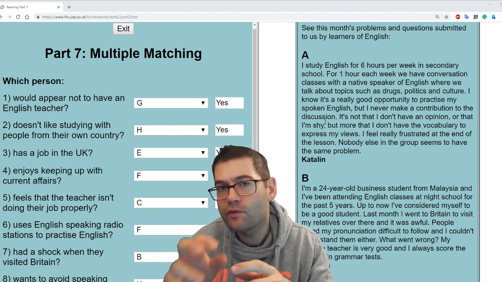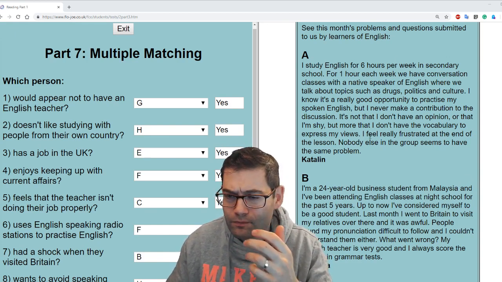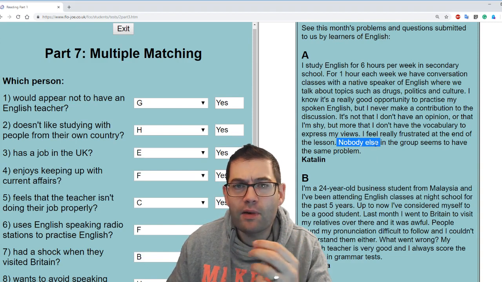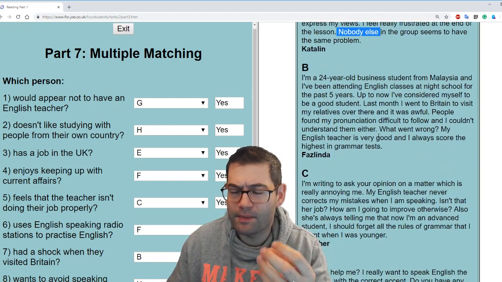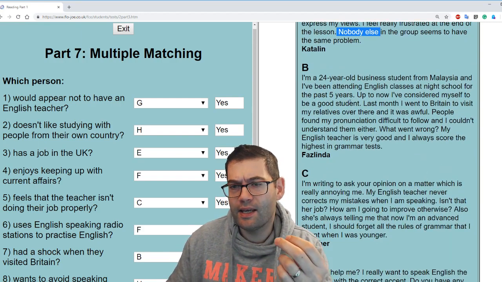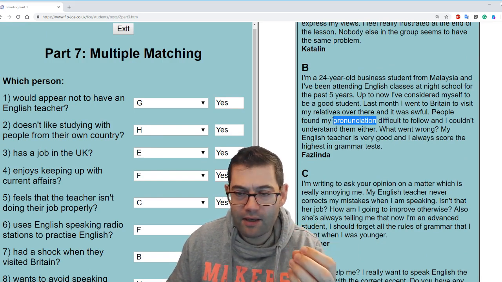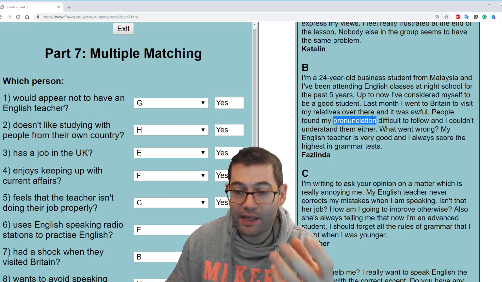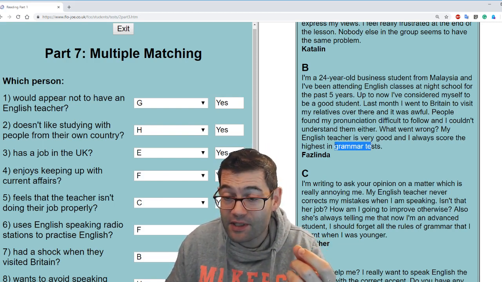But if we were to do it for this one, for example, with A, the idea is that she says, I'm shy, I don't have the vocabulary, nobody else has this problem. So there are 3 words that you could highlight there, which might show the main idea behind this text. For B, what's the idea? Here it's rather the pronunciation. Fazlinda went to Britain. People had difficulty understanding her, so she's got a problem with pronunciation, although she's got good grammar skills, evidently.